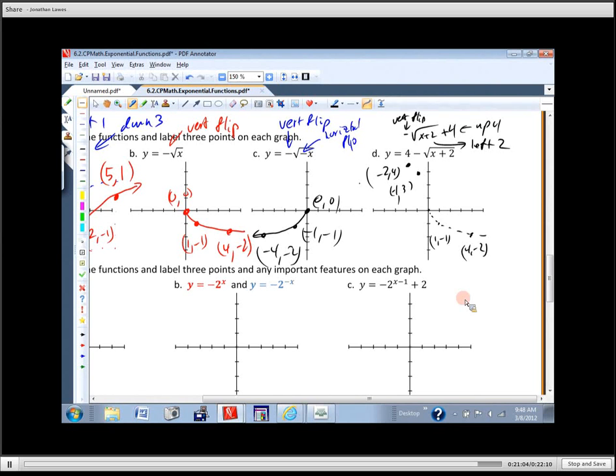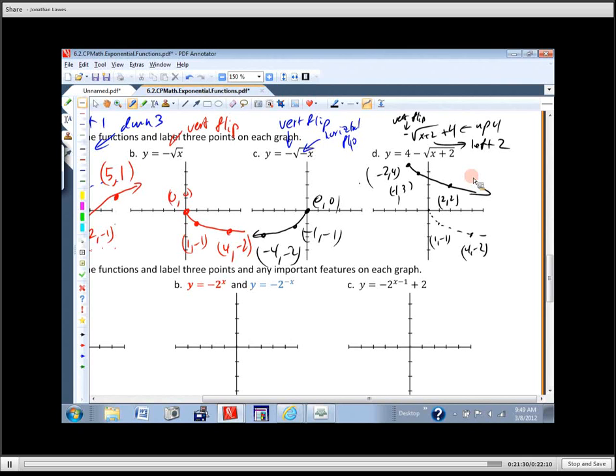Figure out where that ends up. We've got to go up 4 and back 2. Up 4 and left 2. If you go up 4, that puts you at 2. If you go back 2, that puts you at 2. So this is 2, 2. So I'm going to take a look at this graph right here. Here's what we've got. This is the right shape.